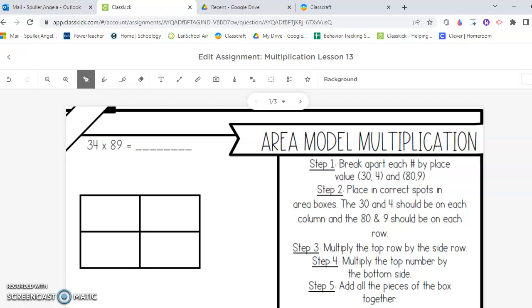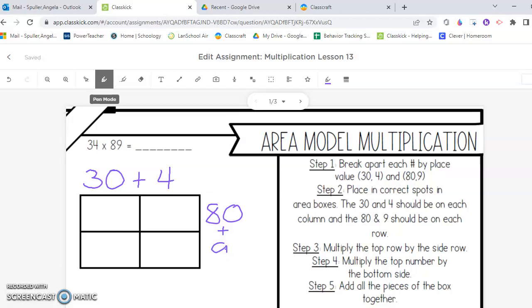So, area model is exactly like partial product. You're getting part of the answers together, and then you're adding them together to find the total. So, let's do our labeling. First off, we're going to break 34 into 30 plus 4. And we're going to break apart 89 into 80 plus 9.